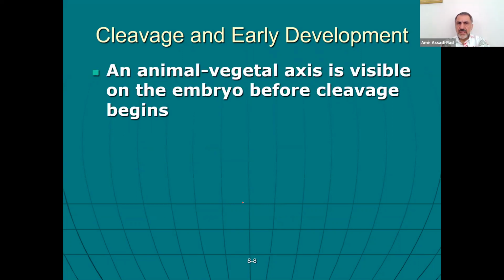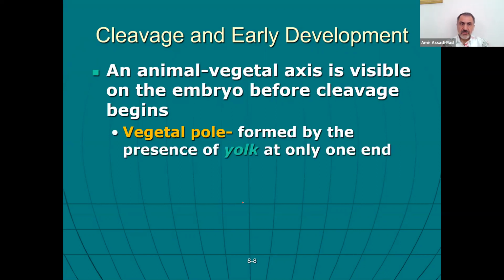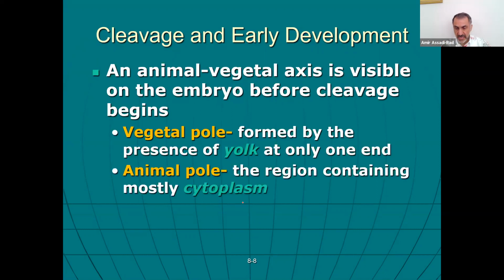So, cleavage and early development in animals. This is something you studied in Bio 1, at least I mentioned it in Bio 1. So I'm revisiting it, making the information complete for you. An animal-vegetal axis is visible on the embryo before the cleavage begins. The vegetal pole is formed by the presence of yolk at only one end, and then you have the animal pole. Okay, vegetal pole and animal pole.